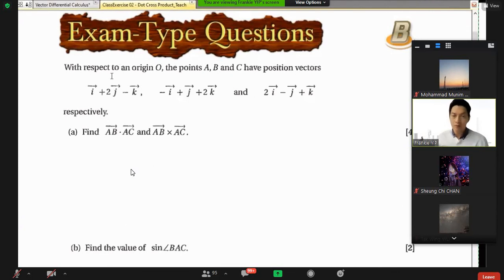Remember, they are with respect to O. We have a 3 position record, so that means this one should be OA, and next one is OB, and the third one is OC. Okay, it's easy.